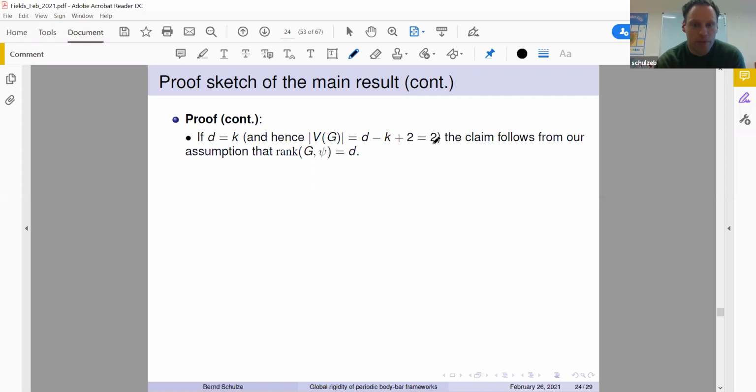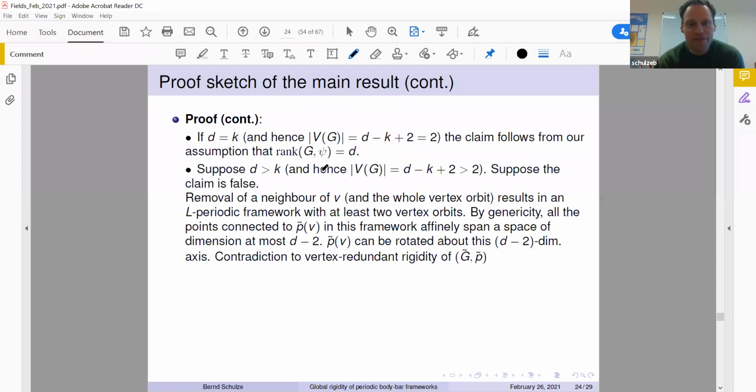So if D is equal to K, then we only have two vertex orbits, so two vertices in the gamma label graph. But the rank is D, right? So that means that actually we have D plus 1 parallel edges. And so therefore, because of genericity, all the neighbors will span R to the D. So this is the simple case. If D is larger than K, then we have more than two vertex orbits.